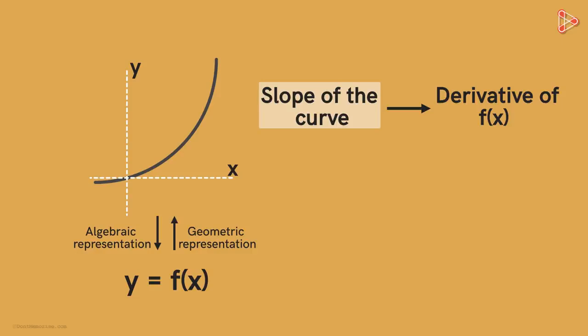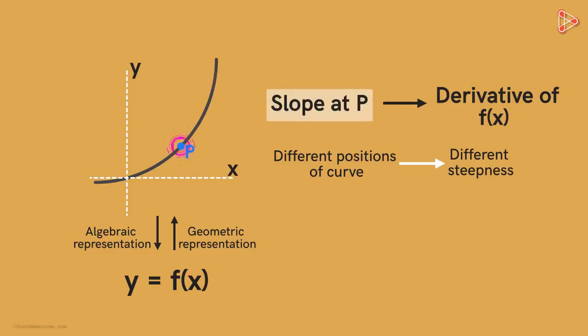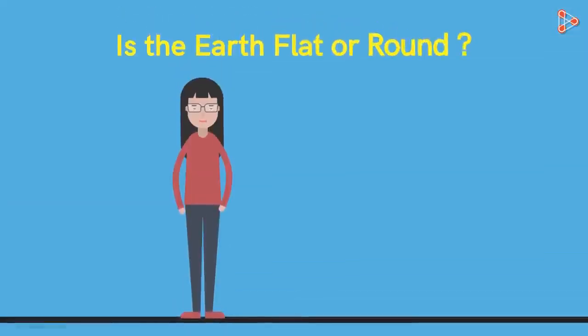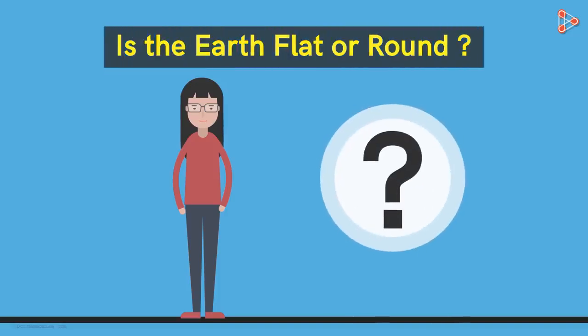So let's continue with our question. One thing we can clearly see here is that different positions of the curve will have different steepness. We can intuitively see that as we move from the left towards the right along the curve, it gets steeper. So the slope of the curve in general doesn't make sense. So let's focus our attention around this point P. What will be the slope at this point? For this, let me ask you one question. Is the Earth flat or round?